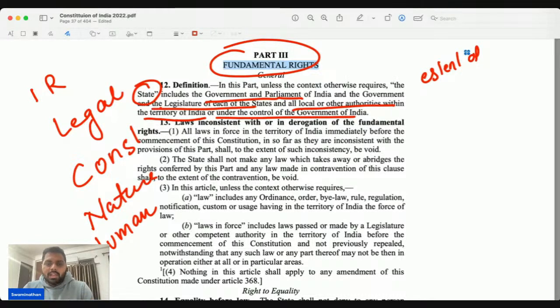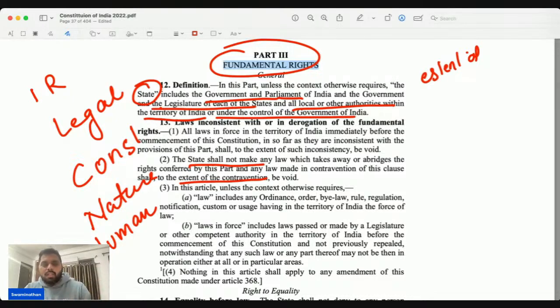Now, why are we defining the state? Because there are certain obligations which have been put upon the state under various subsequent articles. Article 13 says state cannot do this, state cannot do that. Article 13 says that state shall not make any law which violates the fundamental rights, which is in contravention to this part, and it shall be deemed void to the extent of that contravention. So Article 13(2) puts a clear ban on the state, the instrumentality of the state, to enact any laws which violate the fundamental rights.